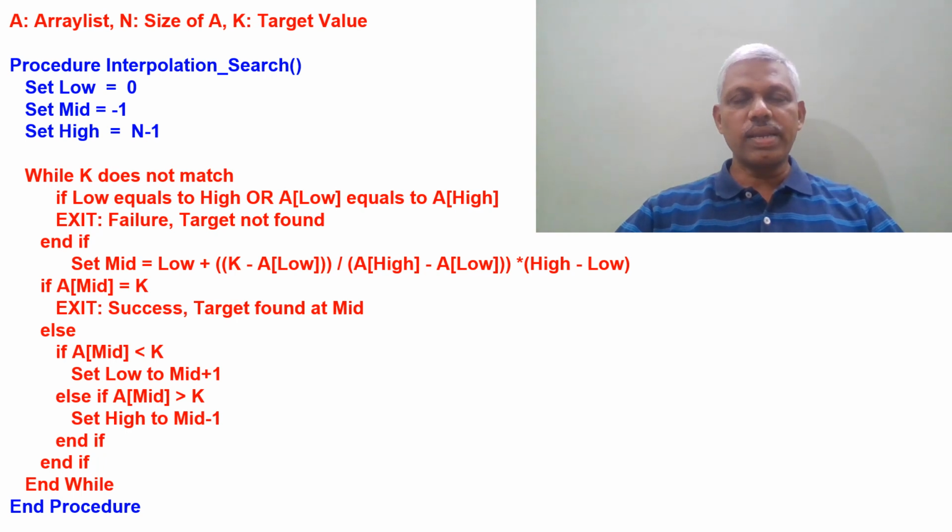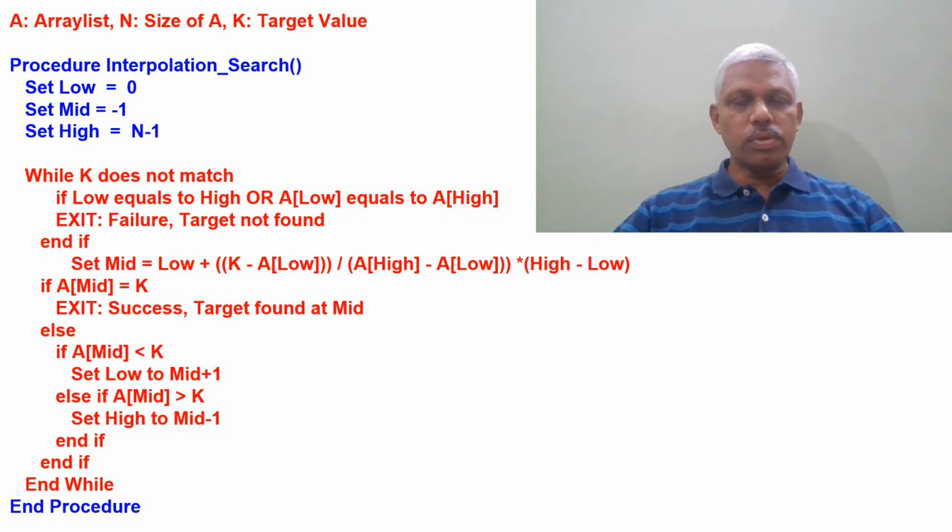We start with an array list, and n is the size of the array, and k is the target value which is to be found. Initially we set low as 0 and mid as -1, and high as n-1, since the size is n. 0 to n-1 is the array range.